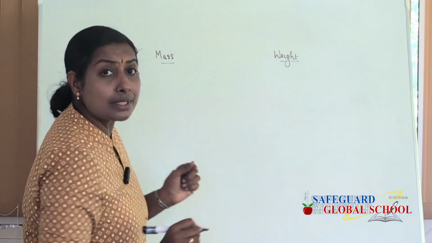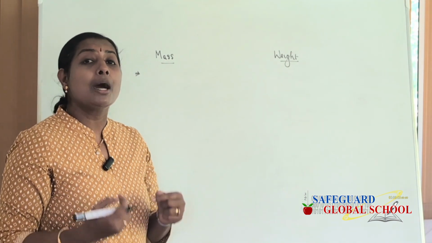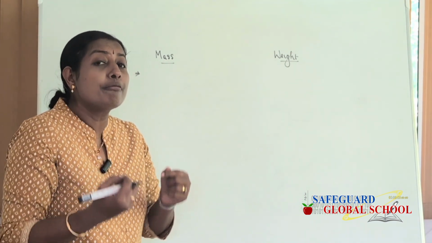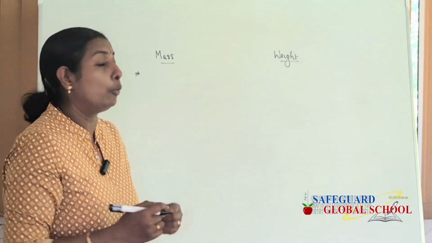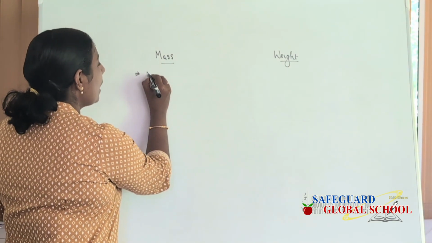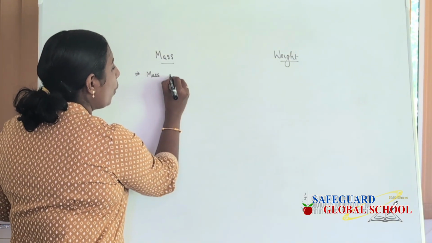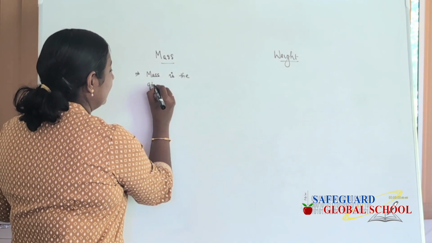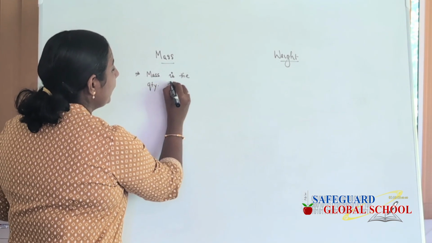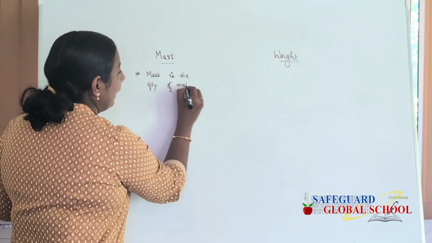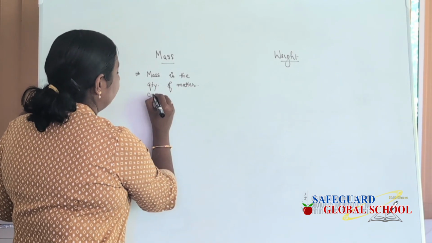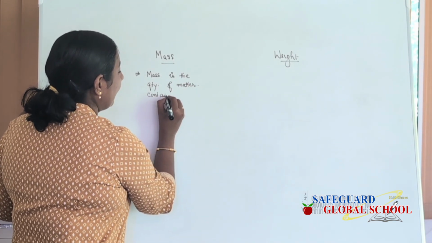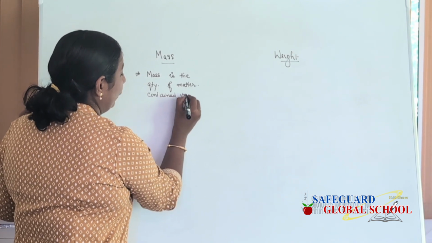We have studied in your standard 6 what is mass. Mass is the quantity of matter contained in a body. So you can write, mass is the quantity of matter contained in a body.